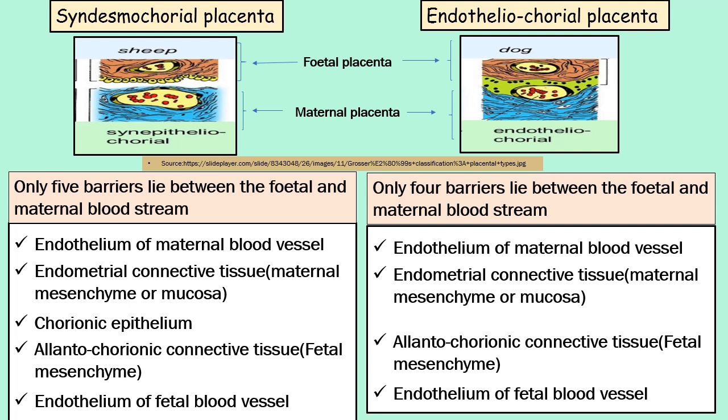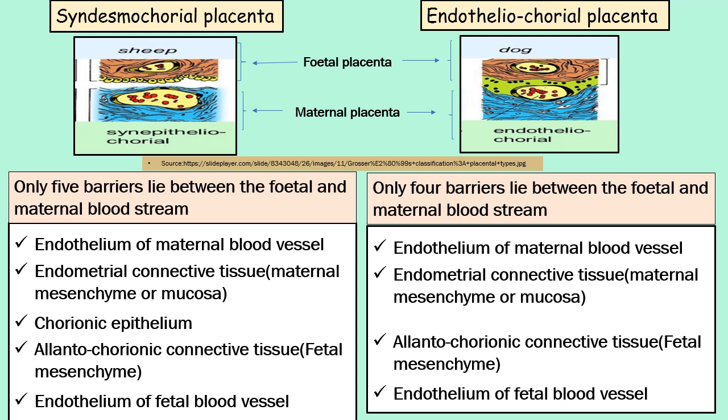In syndesmochorial type of placenta, only five barriers lie between the fetal and the maternal bloodstream. This type of placenta is found in cattle, sheep, etc. In this type of placenta, the fetal and maternal components are fused so intimately, which results in the destruction of the uterine epithelium and thus brings the chorion into contact with the connective tissue of the uterine mucosa.